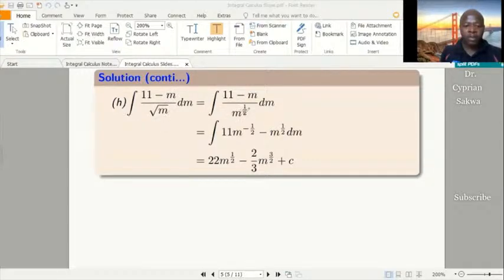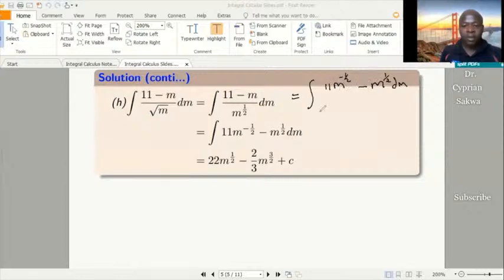And the square root can be written as m raised to a half. Now divide it through. When you divide it through here, what you will have will be 11 m raised to negative a half, minus m raised to a half. But this is what you have.